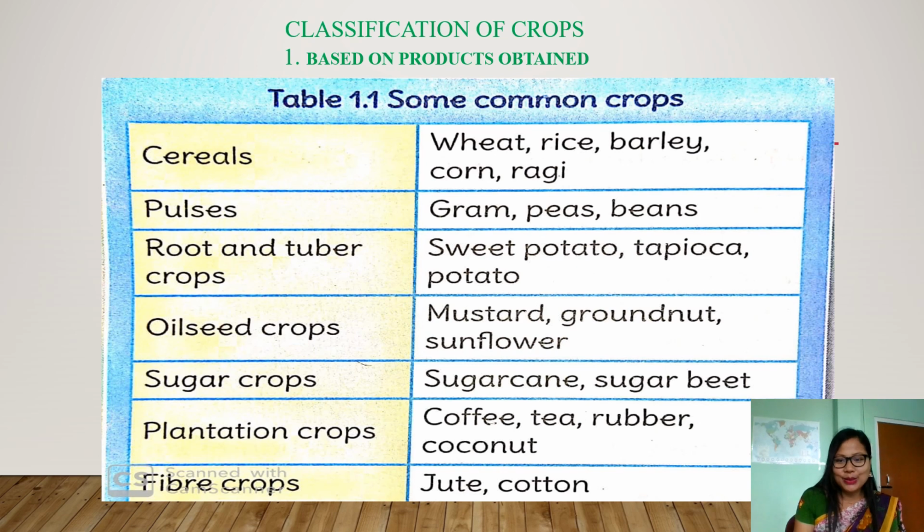We all like to eat sugar, isn't it? So sugar crops include sugarcane and sugar beet. And the plantation crops: coffee, tea, rubber, and coconut. Assam is well known for tea, isn't it? And the last one is fiber crops, that is jute and cotton.